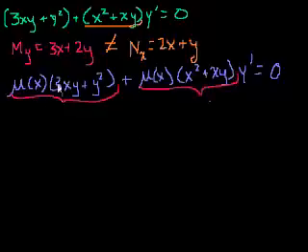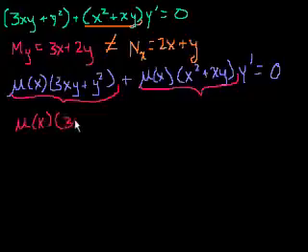So what's the partial derivative of this with respect to y? Well, if we're taking the partial with respect to y here, mu of x, which is only a function of x, is not a function of y, it's just a constant term, right? When you take a partial with respect to y, x is just a constant, or a function of x can be viewed just as a constant. So the partial of this with respect to y is going to be equal to mu of x times 3x plus 2y. That's the partial of this with respect to y.